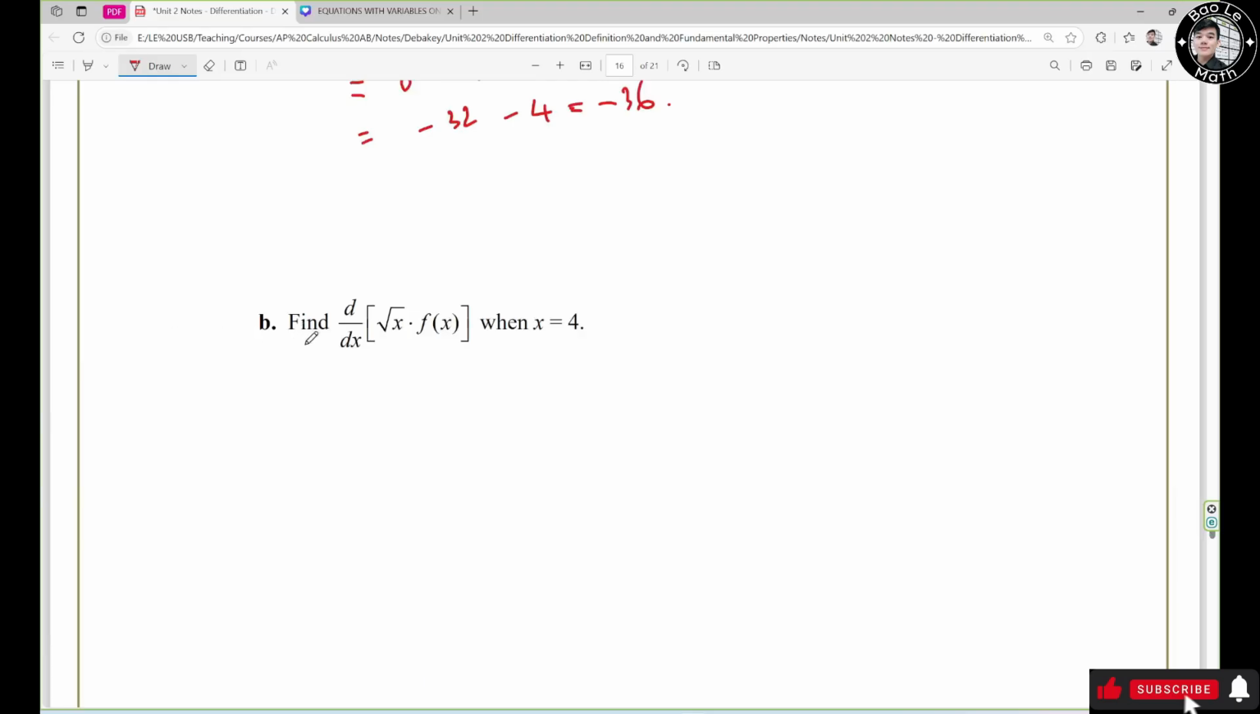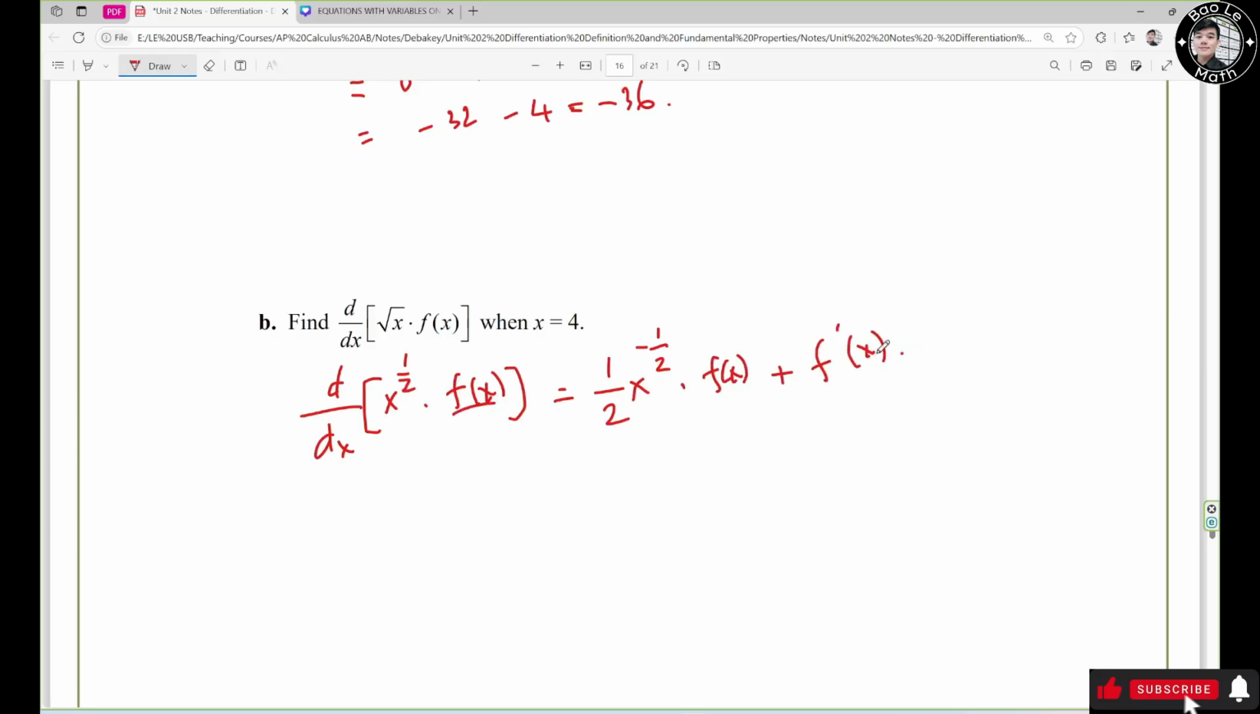Now question B, we need to apply the product rule again. I need to rewrite this a little bit, so it can be d over ds of s to the power of 1/2 times f of s. Then I'm going to apply the product rule. The derivative of s to the power of 1/2 is 1/2 times s raised to the -1/2, and then rewrite f of s, plus the derivative of f of s times s to the power of 1/2.